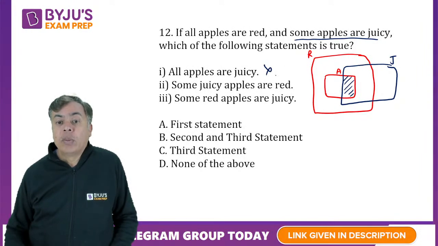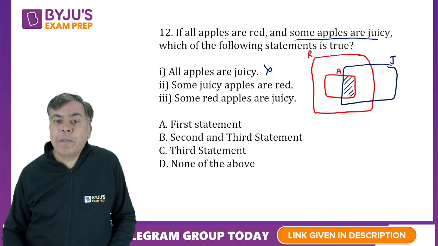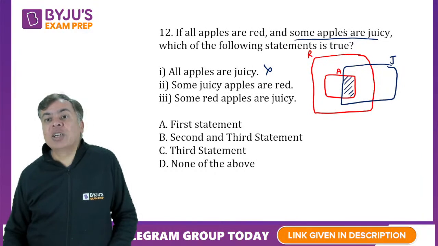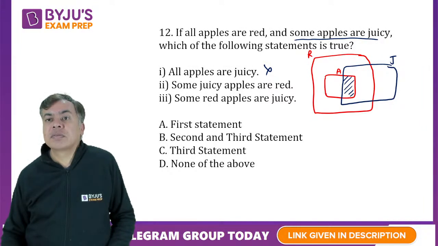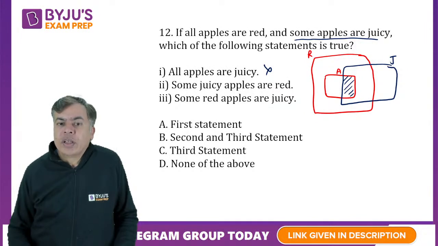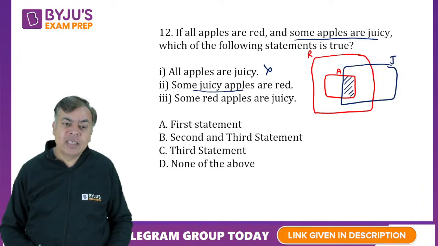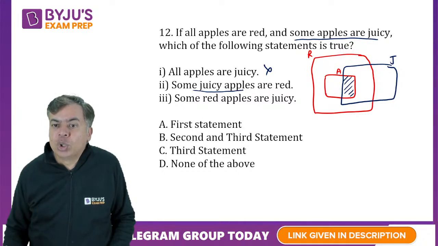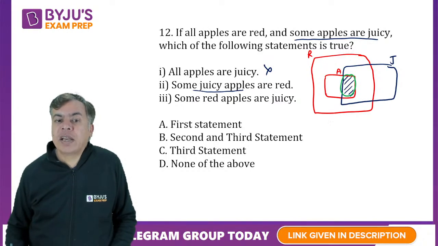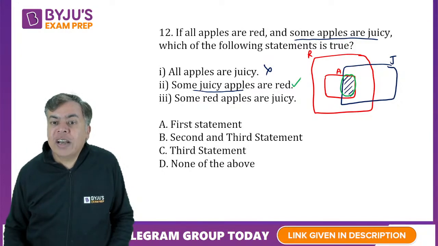And now he is talking about all apples are juicy. No, because all apples are red. Some apples are juicy. Okay, wait a minute. See, all apples are juicy is false, right? Now see, some juicy apples, he's talking about juicy apples. Where is the juicy apple? Now come to this. Juicy apple is this. So some juicy apples are red. Yes, these are red because this is under the red set, right? So this is not correct.